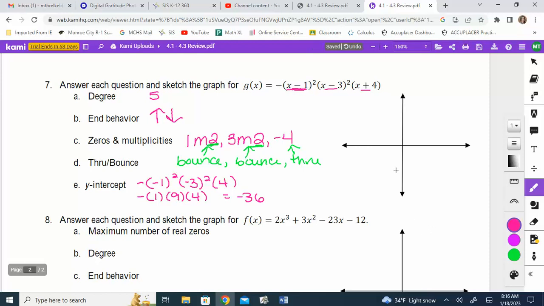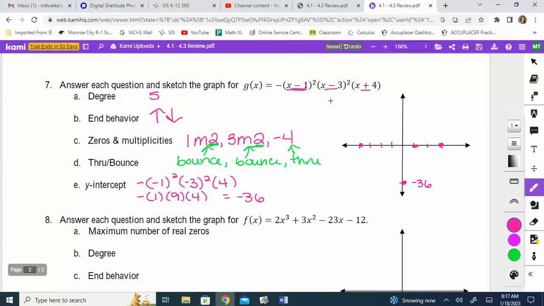So now we have to put all this on the graph. On your graphs, make sure you are plotting the stuff that you found. So I have to put a point on my x-axis at negative 4, positive 1, and positive 3. I hit my y-axis at negative 36. I'm just going to draw a point and label it and say this is negative 36.